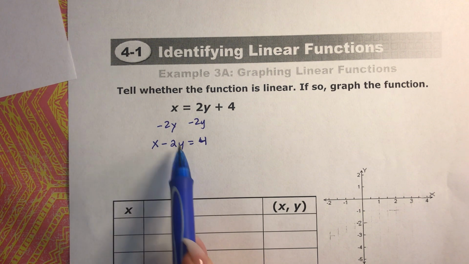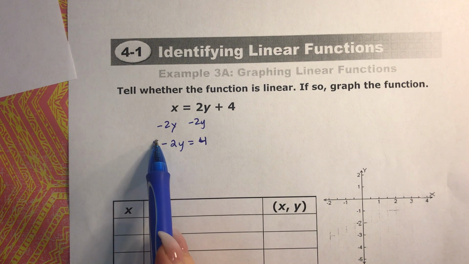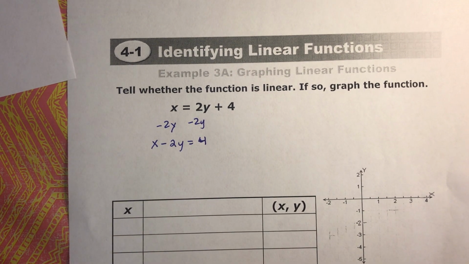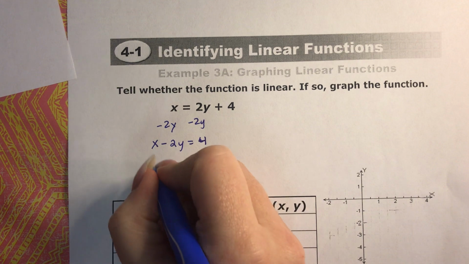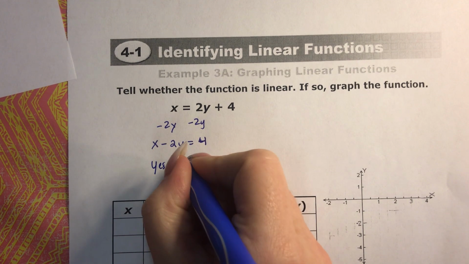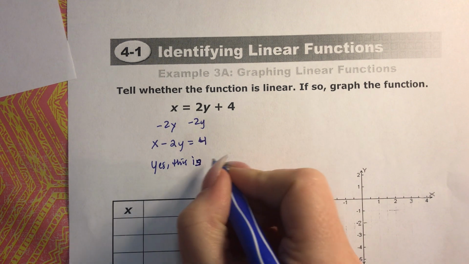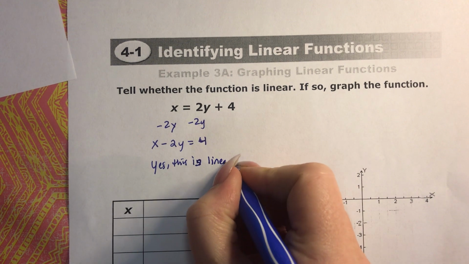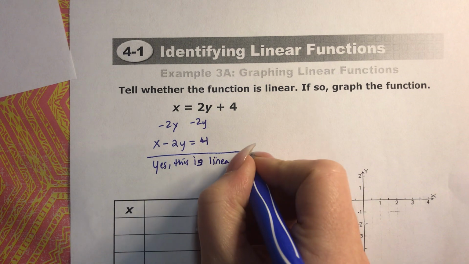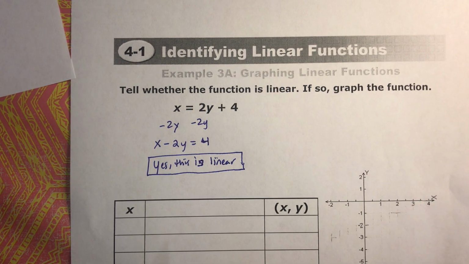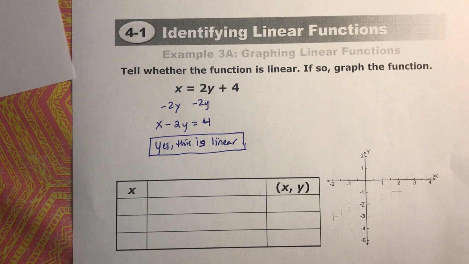The x and the y, there's nothing in those exponents, which means there's a 1. So that's great. They both have a 1 in the exponent. So we can say, yes, this is linear. And so we just need to graph it. Now to graph it, we're going to make a table of ordered pairs here.